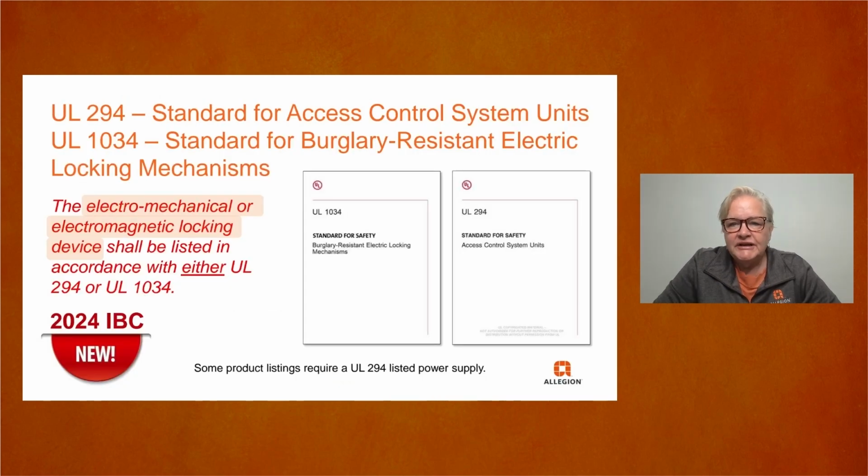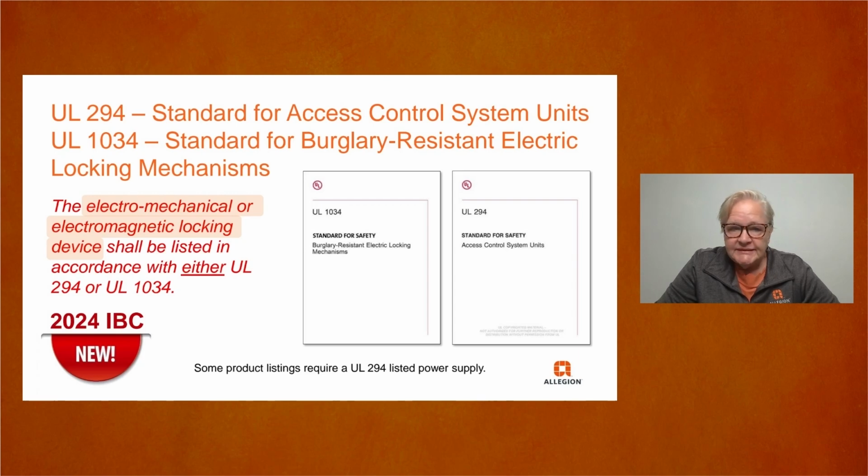In the 2024 edition of the International Building Code and the International Fire Code, or the I codes, this language has been updated in all of the sections that previously referenced UL 294. So these sections now specifically mention the locking device. It says the electromechanical or electromagnetic locking device. And then it clarifies that the listings don't apply to every component because it's specifically saying the locks. So that's really helpful in clarifying what the intent of the codes was.